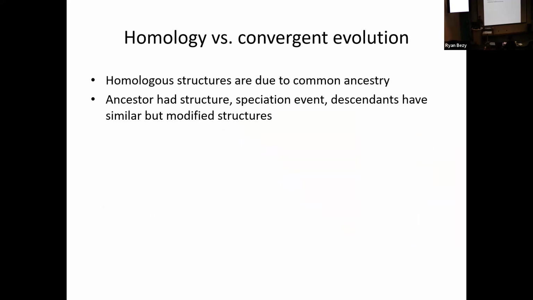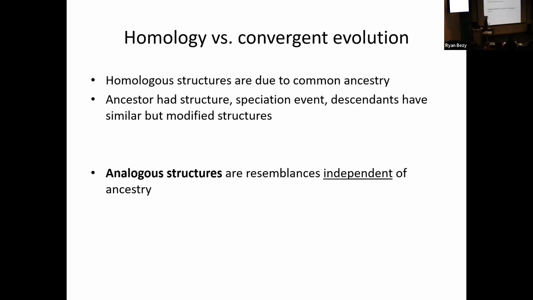Again, homologous structures are due to common ancestry. The ancestor had a structure. There might have been some speciation events. And then the descendants of that common ancestor, those descendant species, have a similar but modified version of that structure. That's the idea with homology.